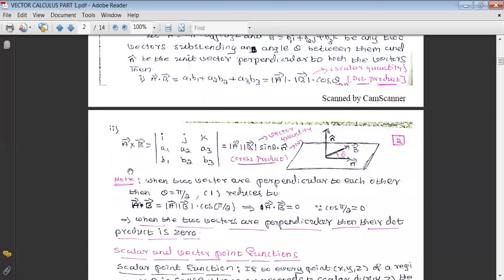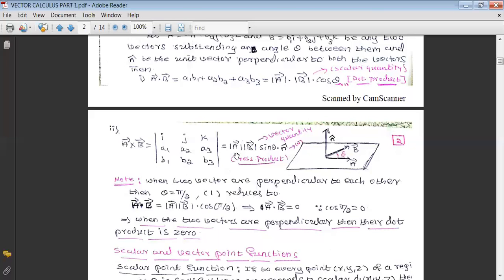Now the cross product of the two vectors A and B is denoted as A bar cross B bar, and it is a determinant whose first row is the unit vectors along the coordinate axes, namely i, j, k, the second row represents the components of the first vector A bar, that is a1, a2, a3, and the third row represents the components of the second vector B bar, that is b1, b2, b3.